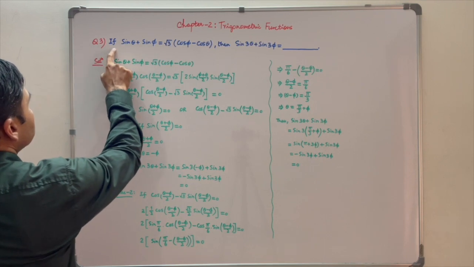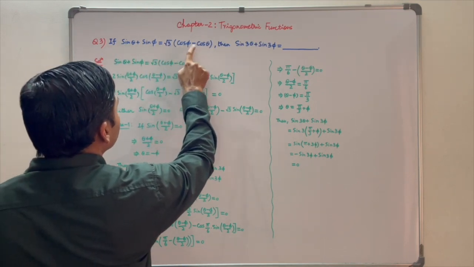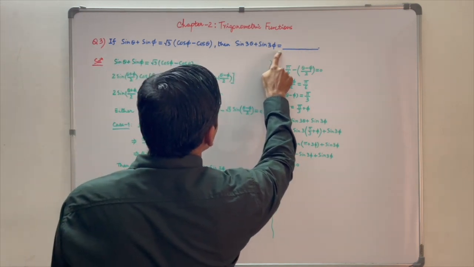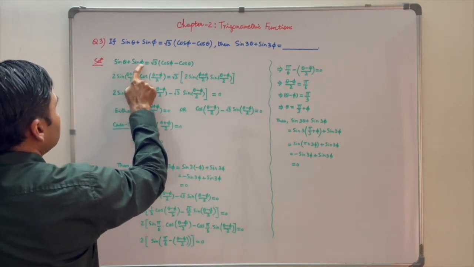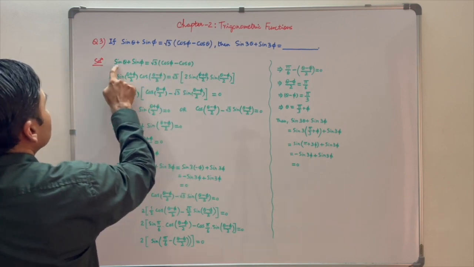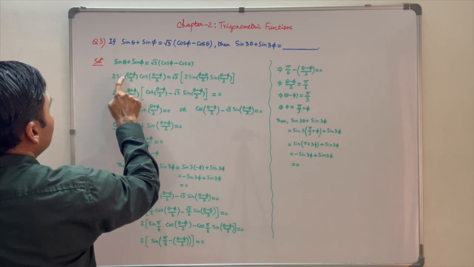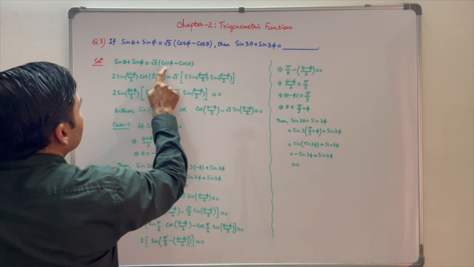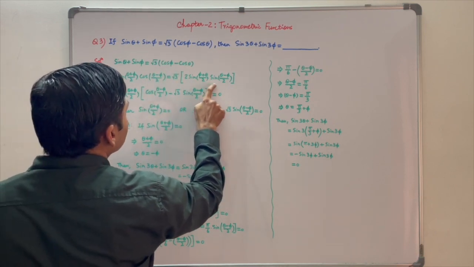Third question, if sin theta plus sin phi is equal to root 3 times (cos phi minus cos theta), then sin 3 theta plus sin 3 phi is equal to. Given that sin theta plus sin phi is equal to root 3 times (cos phi minus cos theta). First, we will expand these. Sin c plus sin d is equal to 2 sin (c plus d) by 2 cos (c minus d) by 2. Cos c minus cos d is equal to 2 sin (c plus d) by 2 sin (d minus c) by 2.